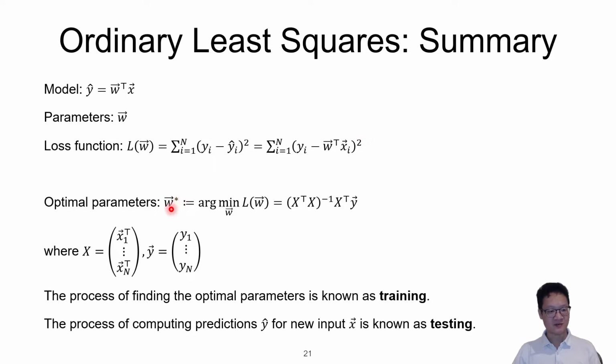The best W, or the optimal parameters W star, is whatever W minimizes the loss function: the arg min over W of L of W. We calculated that to be X transpose X inverse, X transpose Y. The way we did that was by taking the gradient of L with respect to W, setting that to zero to obtain this critical point. Then we took the Jacobian of the gradient to get the Hessian of L. And because the Hessian is positive semi-definite, we know that this W star is the global minimum of L.